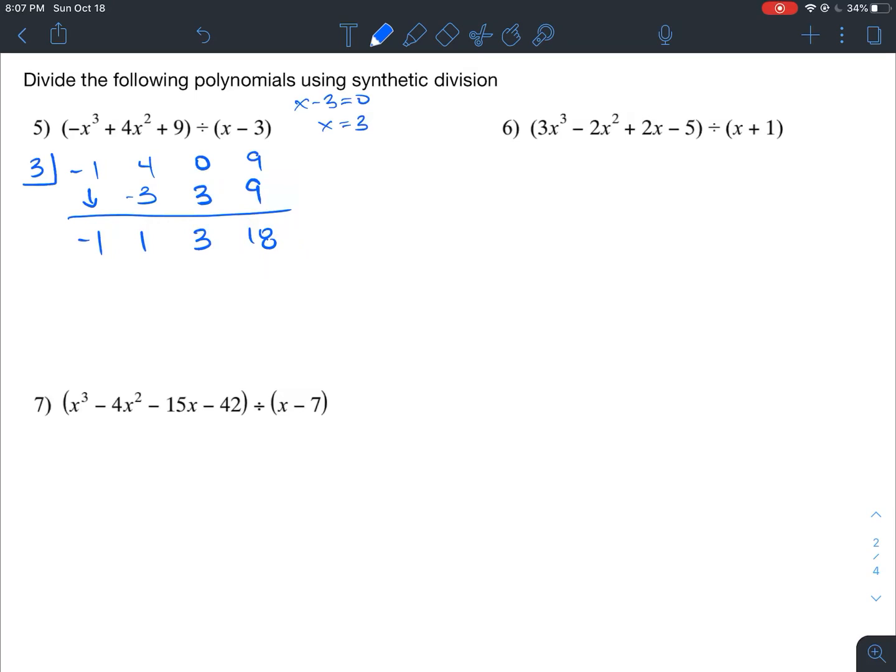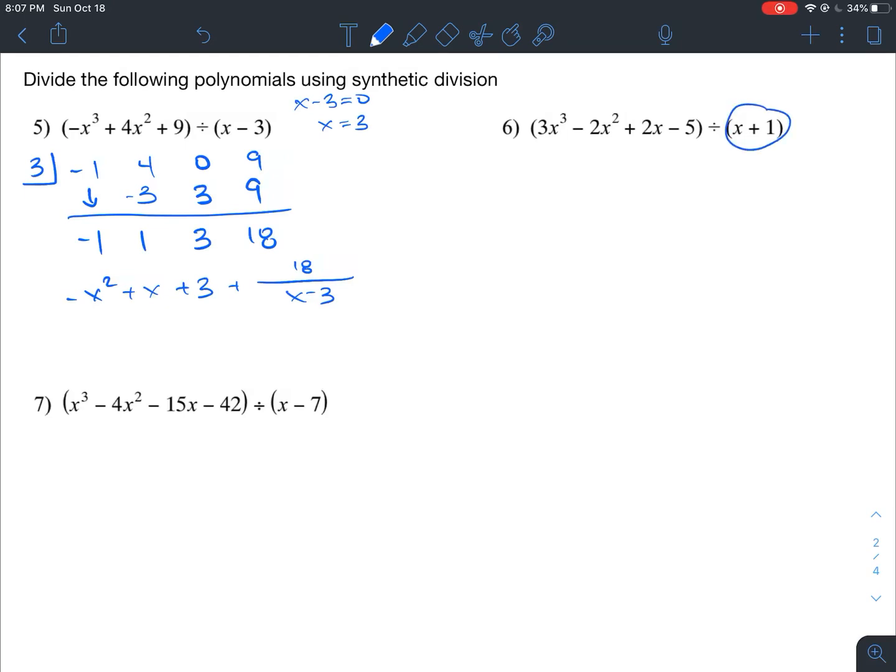Now remember that we're dividing a polynomial of degree 3 by a polynomial of degree 1, which means we're going to get a polynomial of degree 2. And these are your coefficients. So that's pretty much what we just solved for. So we have -x² plus x plus 3 plus the remainder, which is 18 over x minus 3. And that's pretty much all you need to do for synthetic division. So it's pretty straightforward, right? So let's go to number 6.